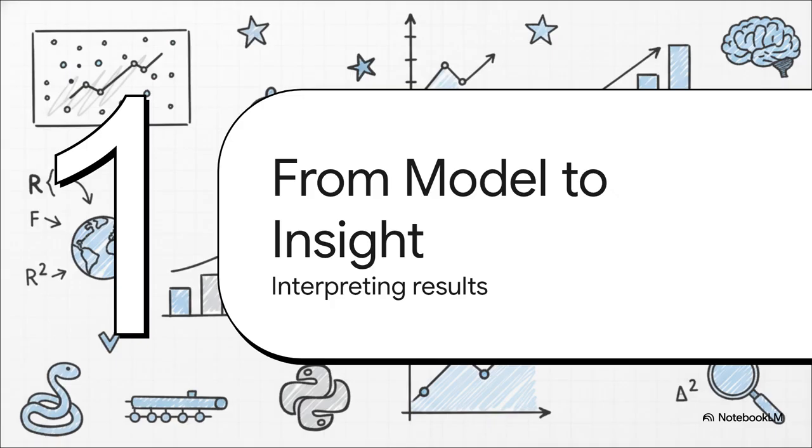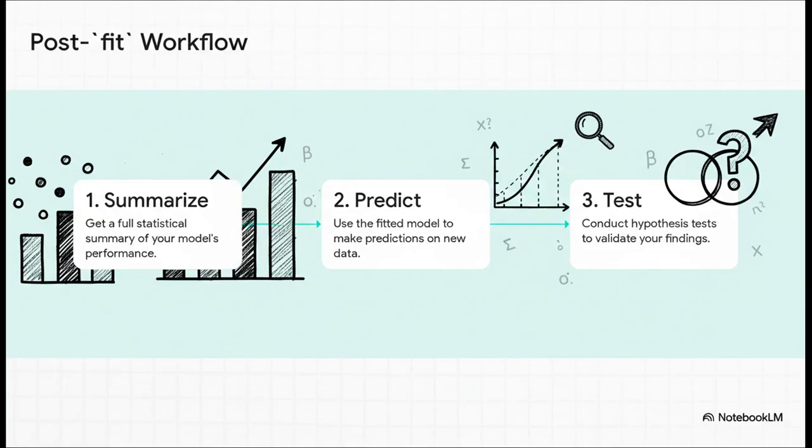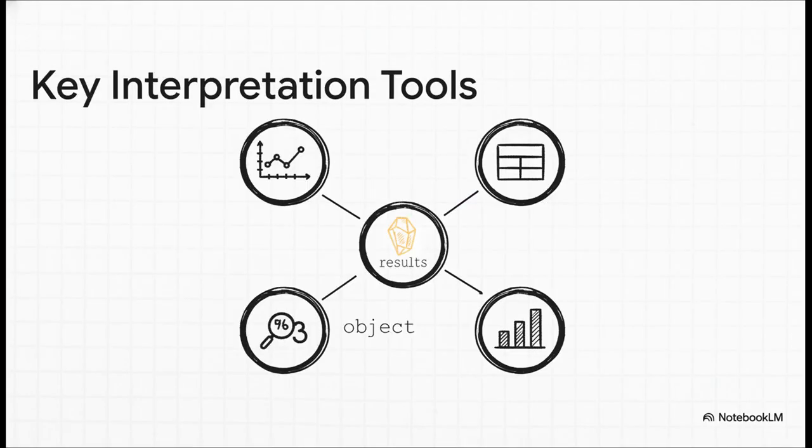And you guessed it, Statsmodels has a whole bunch of tools to help you do just that. See, after you call .fit, you get this special results object back. And that object is basically your key to unlocking all the insights. You can instantly get a full summary of what happened, use the model to predict new things, and run specific tests to double-check your ideas. So, what does that look like?